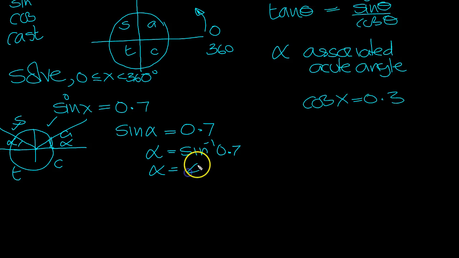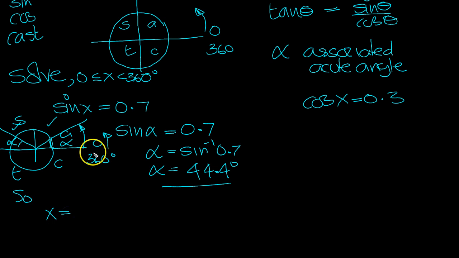44.4, we'll do to 1 dp, degrees. So now once we know alpha, we can read off the solutions for theta, x rather. We're going from 0 to 360, so our first solution in the picture will be around to here. So x is equal to, round to here would be this angle, 44.4, wouldn't it? And then the other solution, we have to go right round to this other line here. That's 180 minus the 44.4.